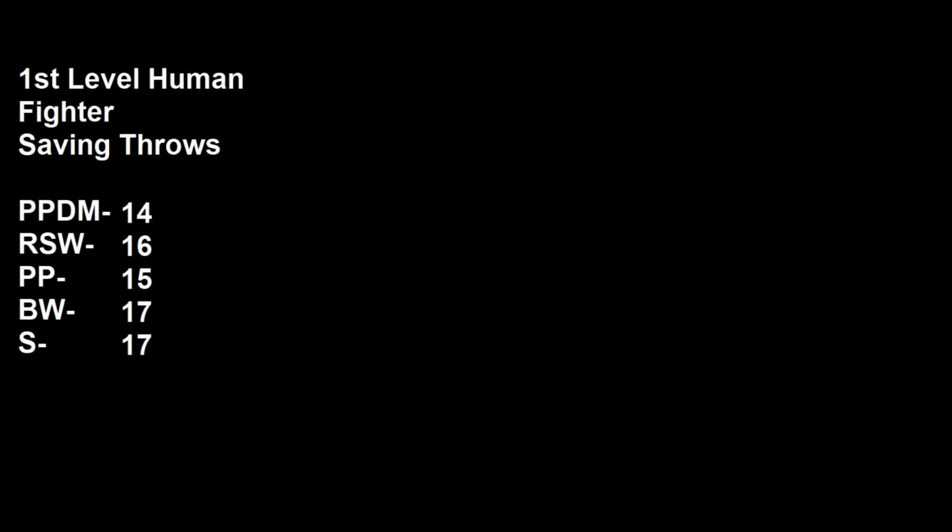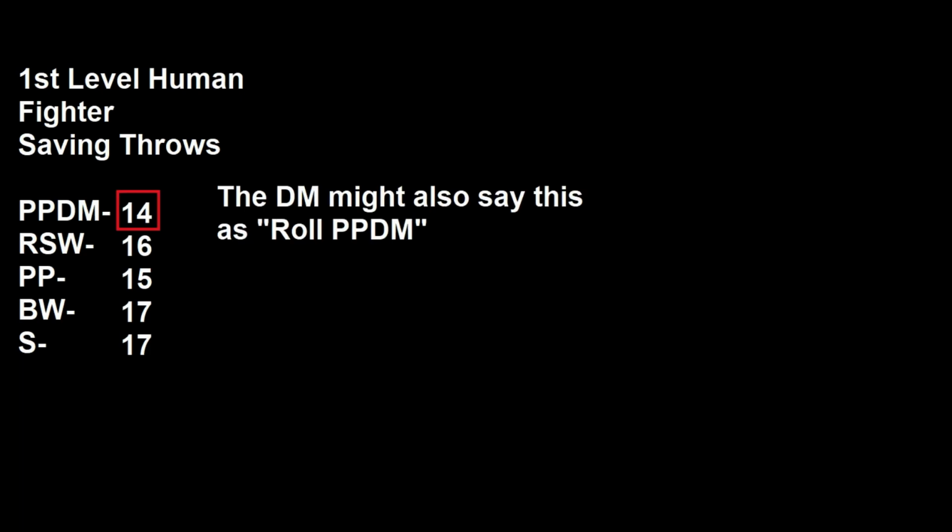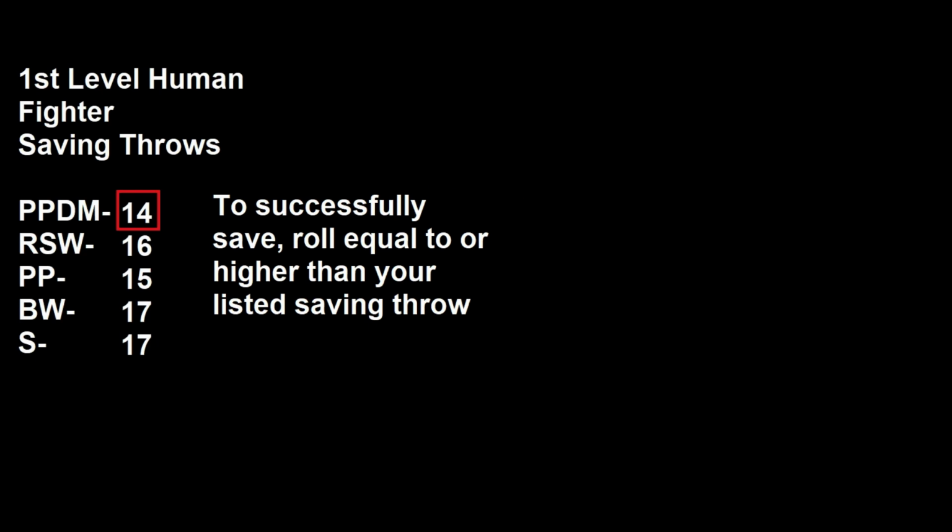When the DM called for you to make a saving throw, the DM would tell you which one. For example, they would say, make a saving throw versus poison. Then you would roll a d20 and try to roll equal to or higher than your saving throw number. In this case, your poison save of 14. If you rolled a 13 or lower, you failed. If you rolled a 14 or higher, you would succeed. Either way, you would inform the DM as to the results of your saving throw roll.